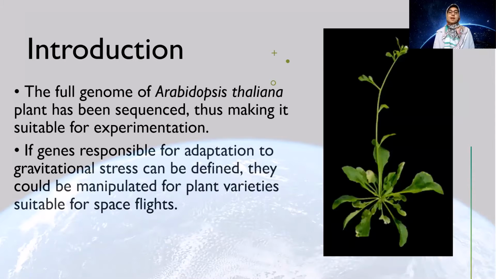We're using Arabidopsis thaliana because it's a great model plant. It has its whole genome sequenced and has counterparts that are edible. So if we find genes that are responsible for gravitational stress resistance, those plants could be manipulated to make plants suitable for growing in space.